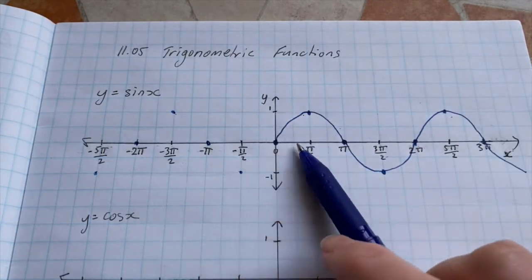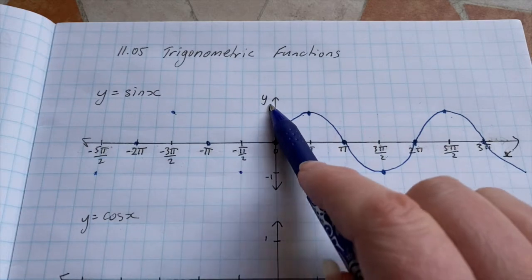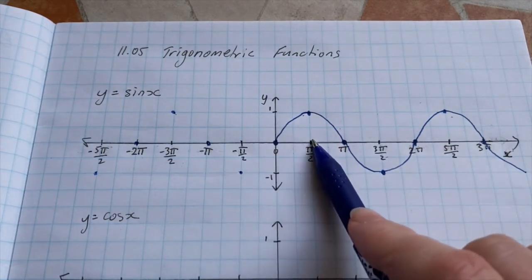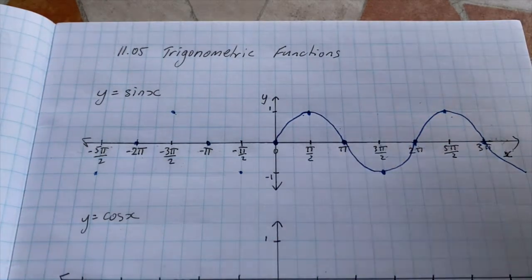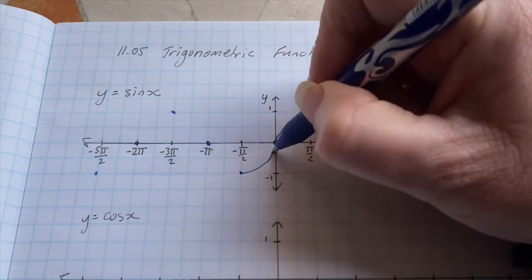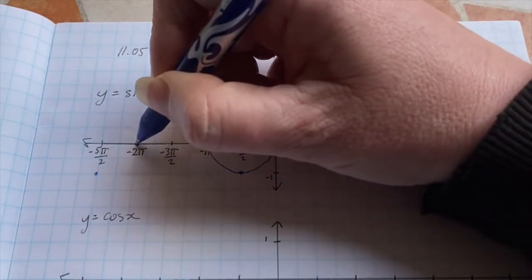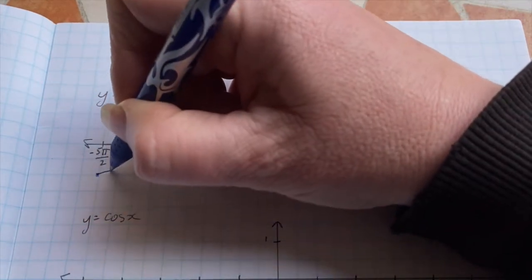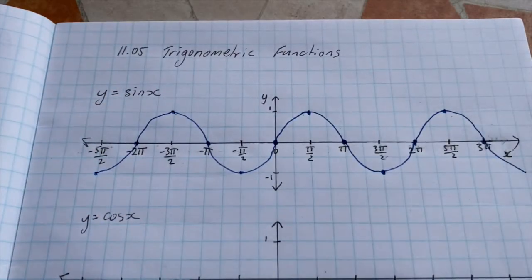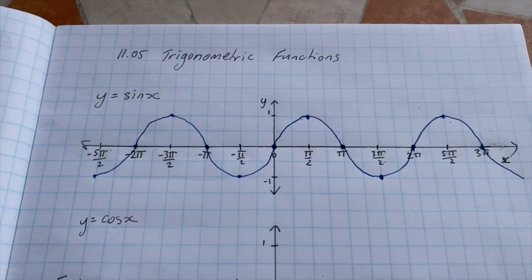Now you can see on my page, I use 2 squares for 1 and 2 squares for pi on 2, and that tends to give us quite a nice shape. So going back the other way, if I'm joining those dots, that's how I get myself a fairly nice sine curve. Now let's do cosine.